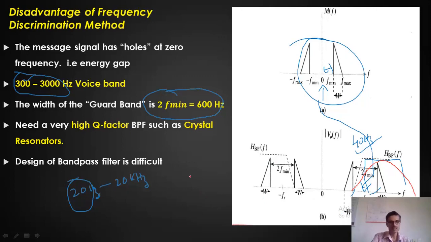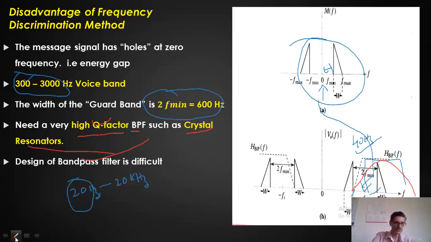One way is to go with very high Q factor band pass filters. Okay, a very high quality factor, because a narrow band pass filter is nothing but a tuning circuit, a parallel resonance circuit, which should have a very high quality factor. And we have such very high Q factor band pass filters, called crystal resonators, but they are very costly. So designing the band pass filter is very, very difficult in such cases.